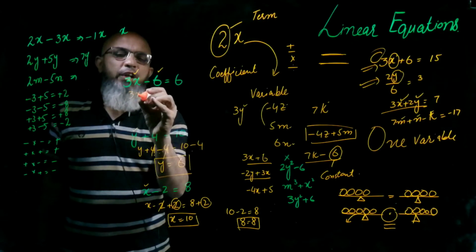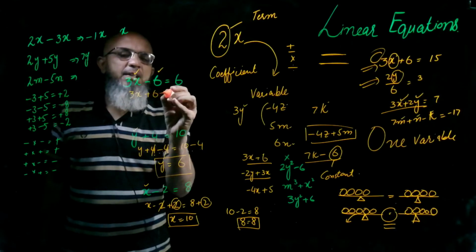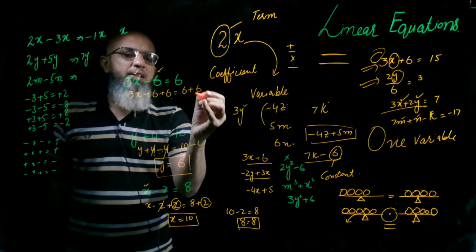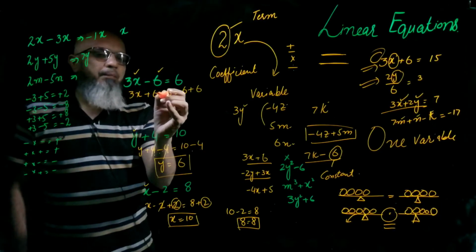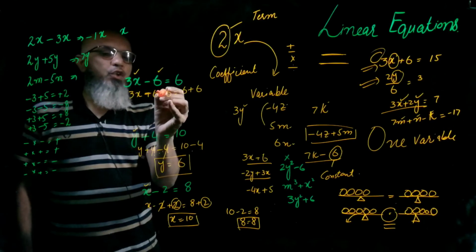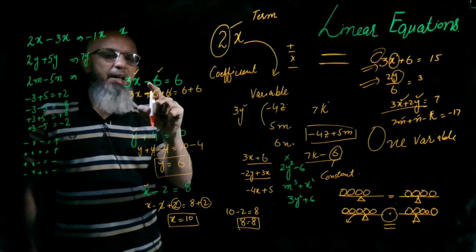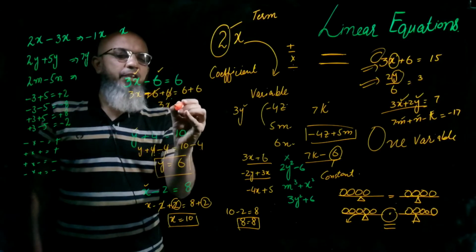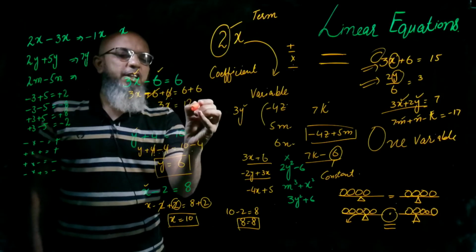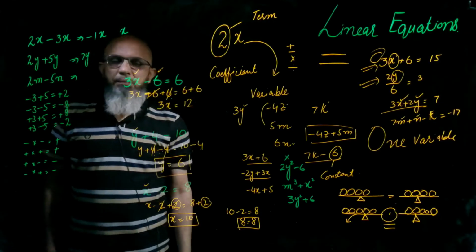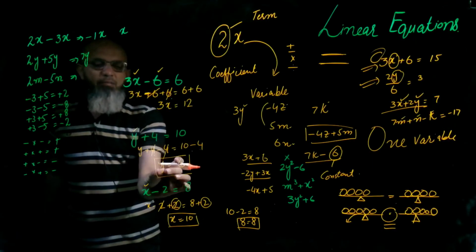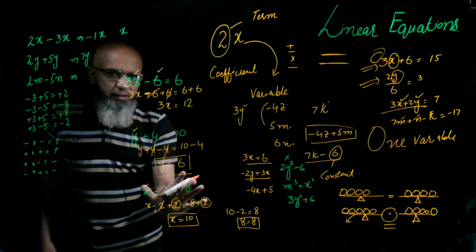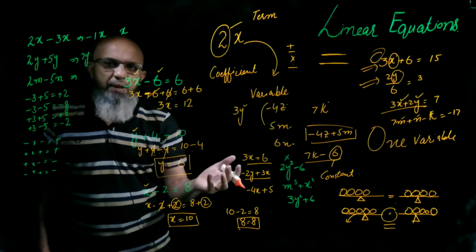Means 3x minus 6 plus 6 is equal to 6 plus 6. Clear? That is minus 6, so minus 6 and plus 6 will cancel. So what are we left with here? We are left with 3x is equal to 6 plus 6, that is 12. Okay. Now here we have the coefficient of y, that is 1, so we do not need to solve it further. We find the value of x and y.